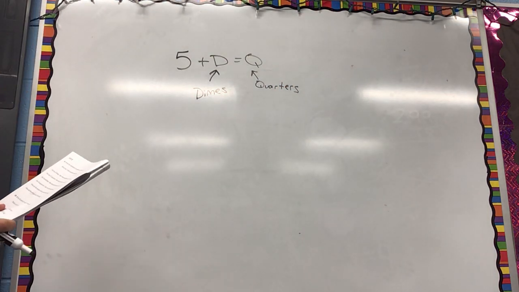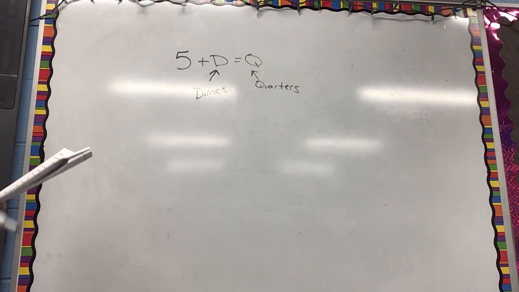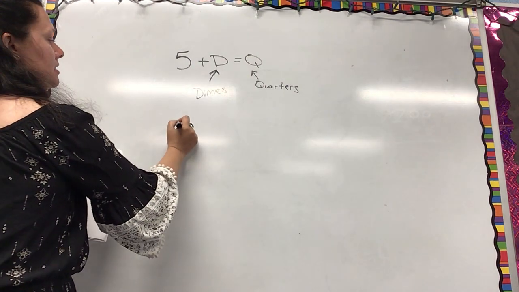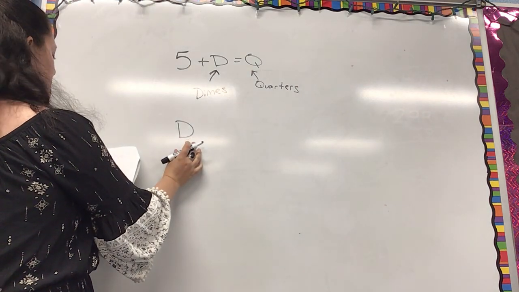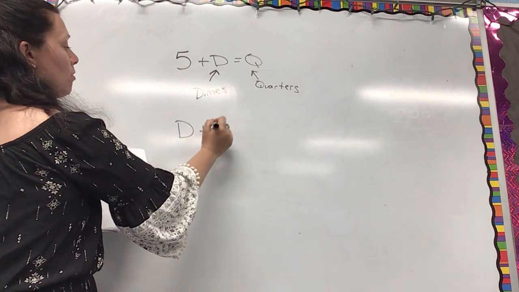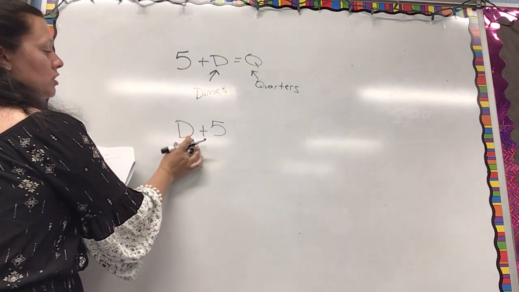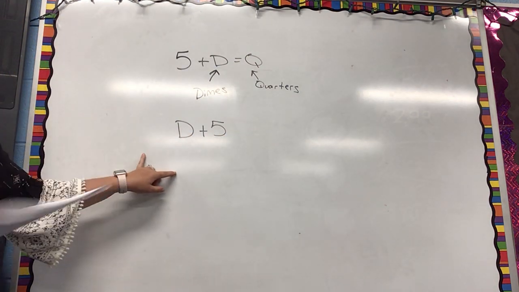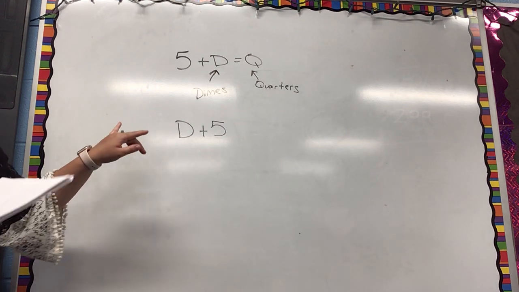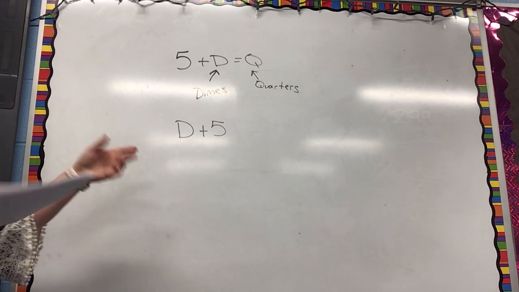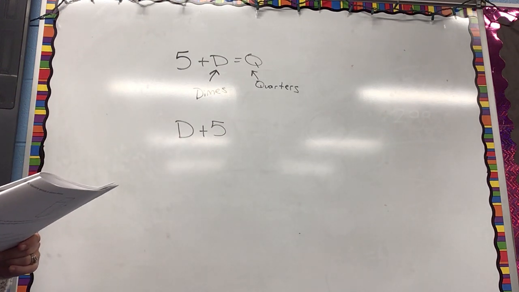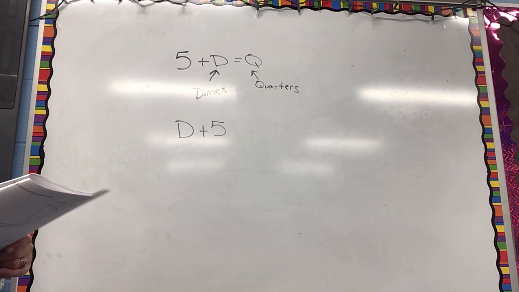5 more quarters than dimes. Now the only thing I would change is your expression is correct. I would put your D first because you have your dimes and then you have 5 more quarters. So add 5 more to your dimes. So I would flip it. You would still get the same answer because when you do addition, does it matter the order? No, but if you're reading this correctly as the expression, I would do this one. Okay? Very good. If you miss this, write it down in your packet.